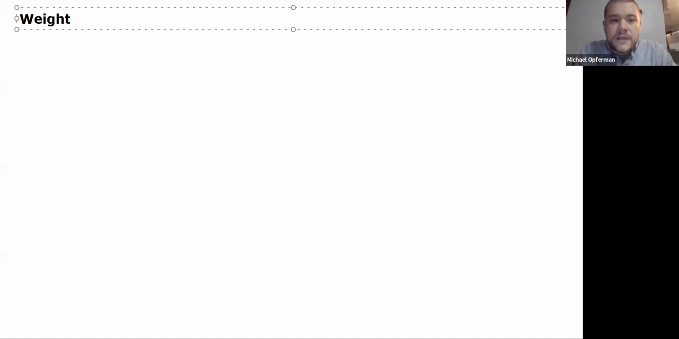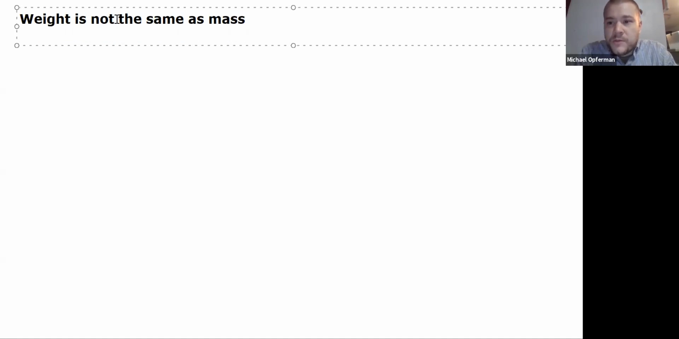One last thing I wanted to mention about the gravitational force is the concept of weight. So this is mostly just a little bit of terminology to be aware of. So first of all, what do we mean when we say weight? Weight definitely is not the same as mass, right off the top. So those are two distinct terms.